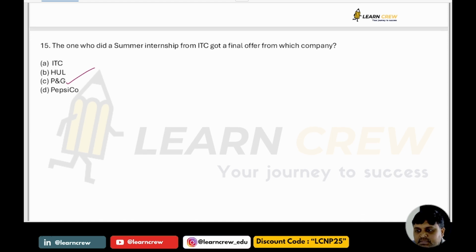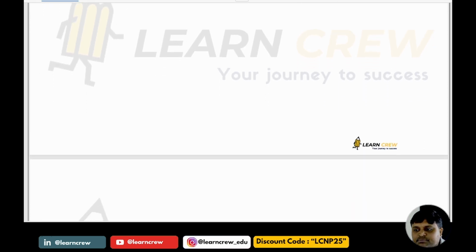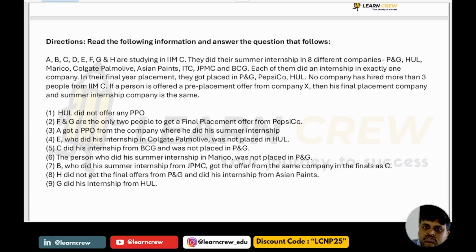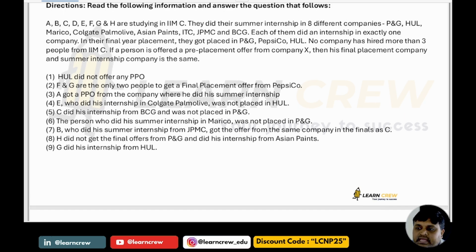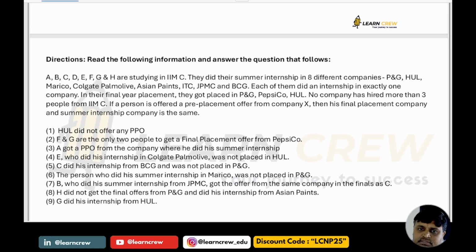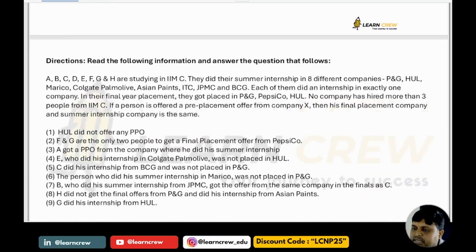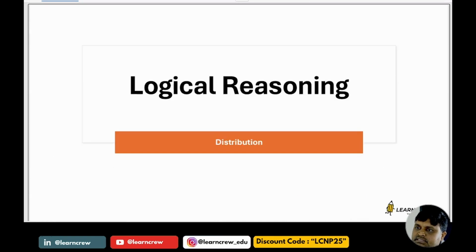So remember, this is an important topic from the exam point of view, and there is a very high possibility of getting a question in the logical reasoning area of your examination from distribution. The level of difficulty may vary, but definitely there is a possibility to get a question from this section. So you also need to practice many questions based on this.